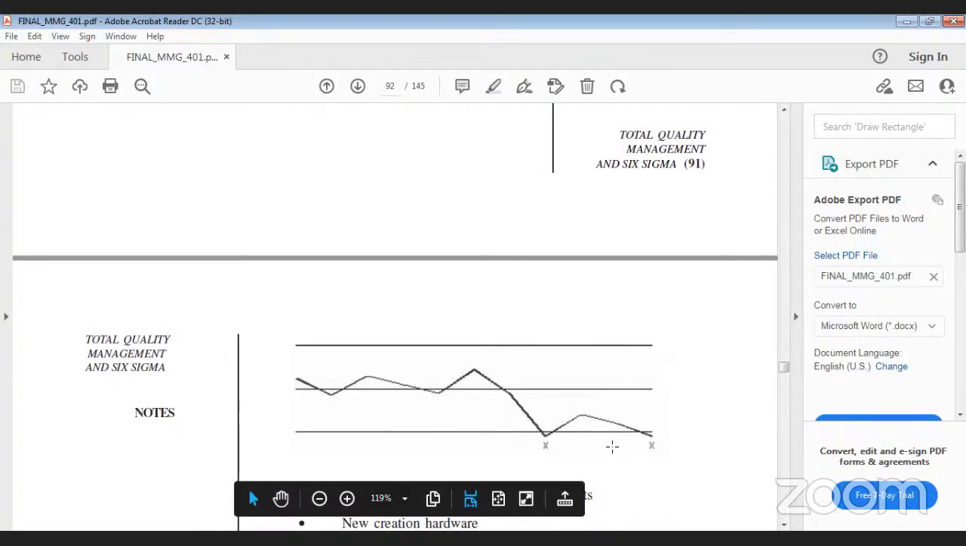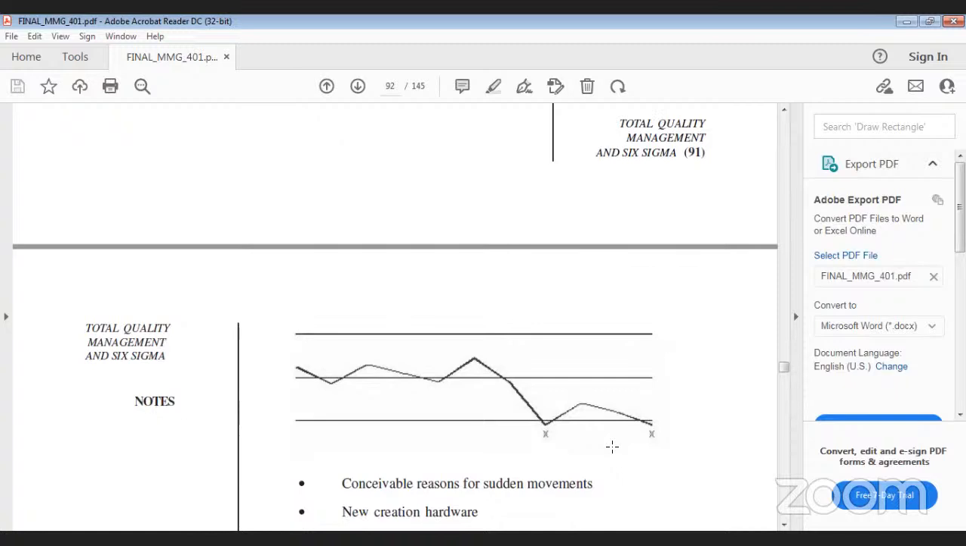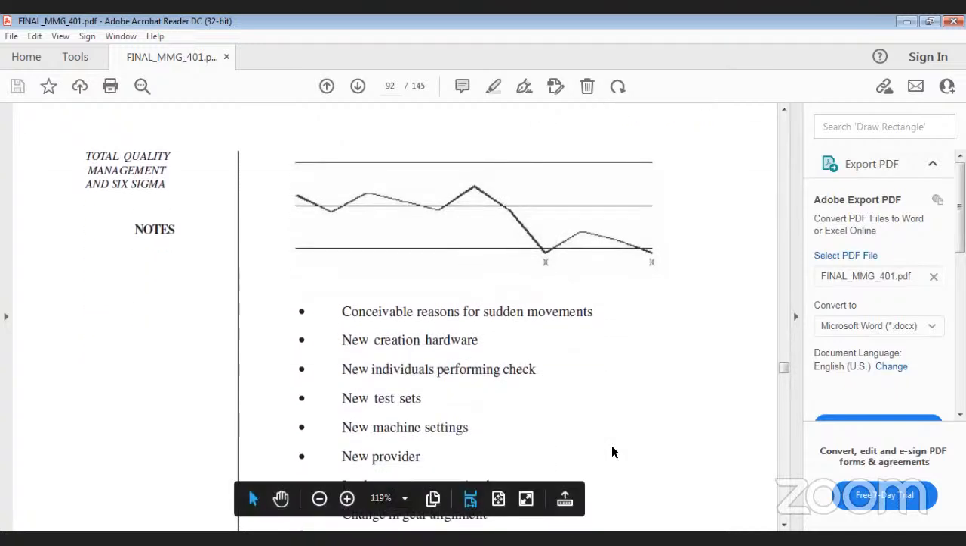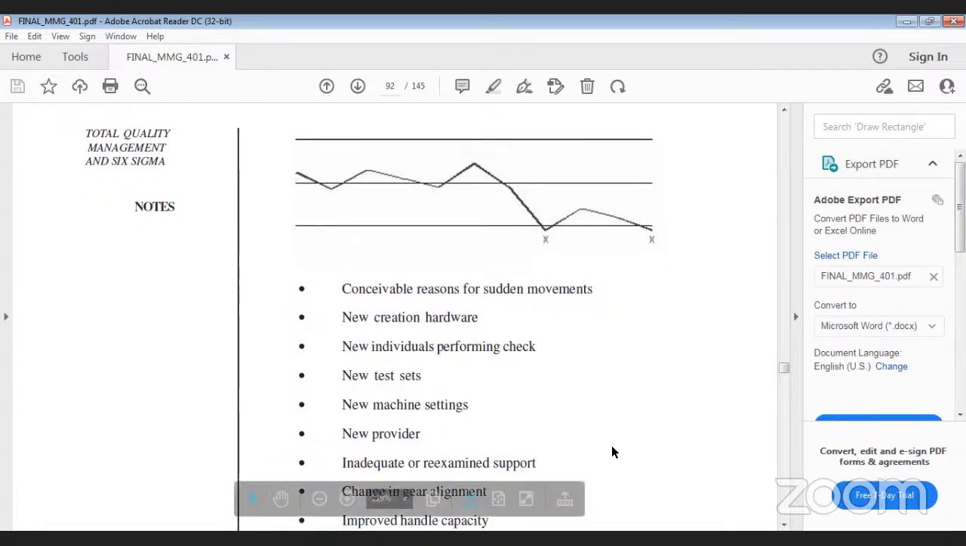All these data points should follow the normal curve pattern. There are also conceivable reasons for sudden movements, and those reasons are given here: new criteria or hardware, new identification or performance check, new test, new machine setting, new provider, inadequate or re-examined support, change in gear alignment, and improved handling capacity. So these are the points here, 9 points must be there.